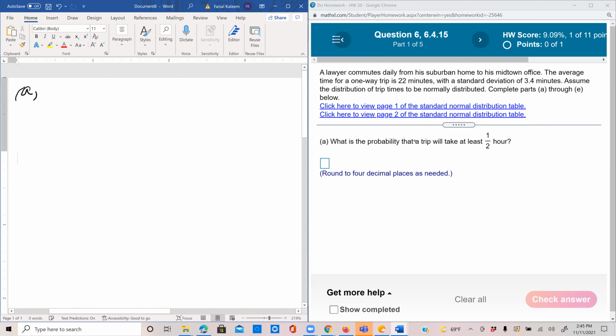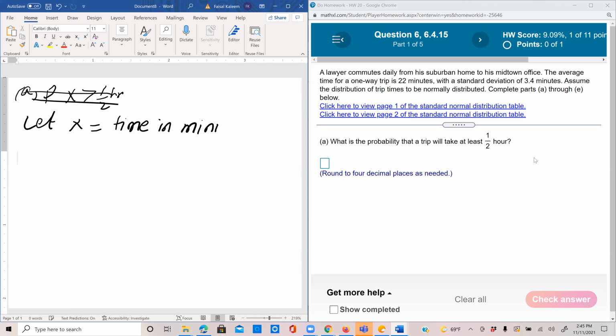So, half hour. The thing is that the mean and standard deviation are in minutes, so this time also needs to be changed to minutes. Let x be the commute time in minutes. Then in part A, we want the probability that x is greater than or equal to 30 minutes.